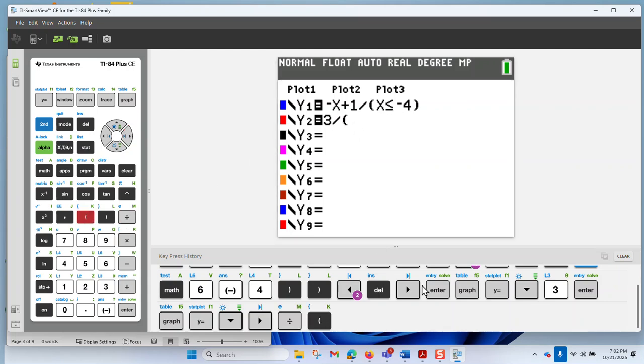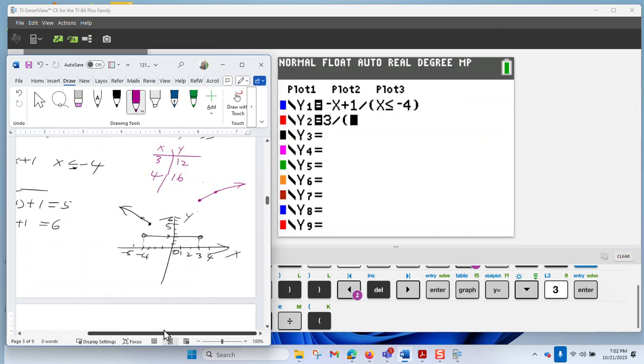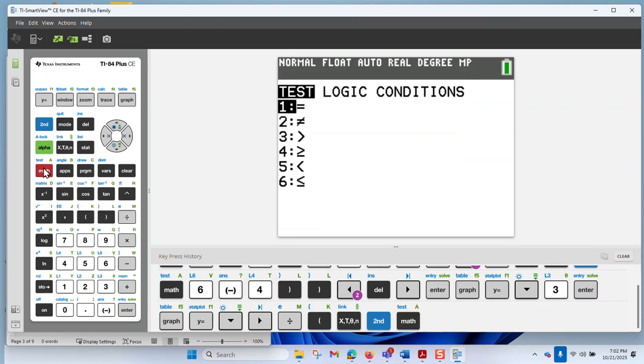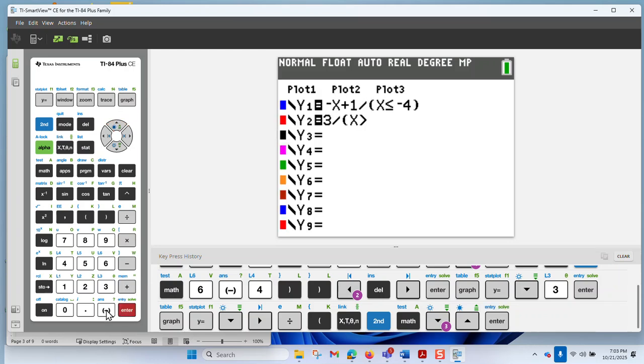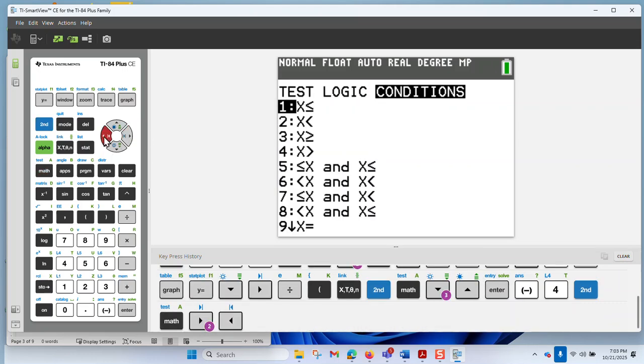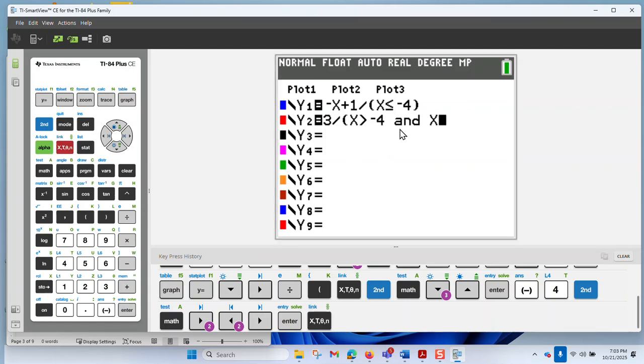So this one you're going to have x greater than -4 and less than 3. All right, so x greater than -4. And then you need to use the AND, because this one doesn't graph a compound inequality. You need to go to the logic menu and use the AND in here. So x is greater than -4 and less than 3.